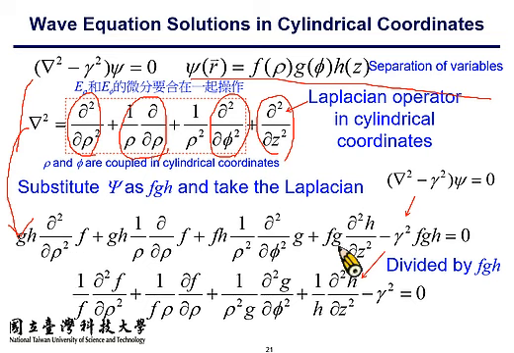Again, the z component is separate from the other two, while f and g, which involve rho and phi, are coupled. They have 3 terms instead of 2. So we first replace phi with FGH in the wave equation, and we divide the differentiated result by FGH like this.